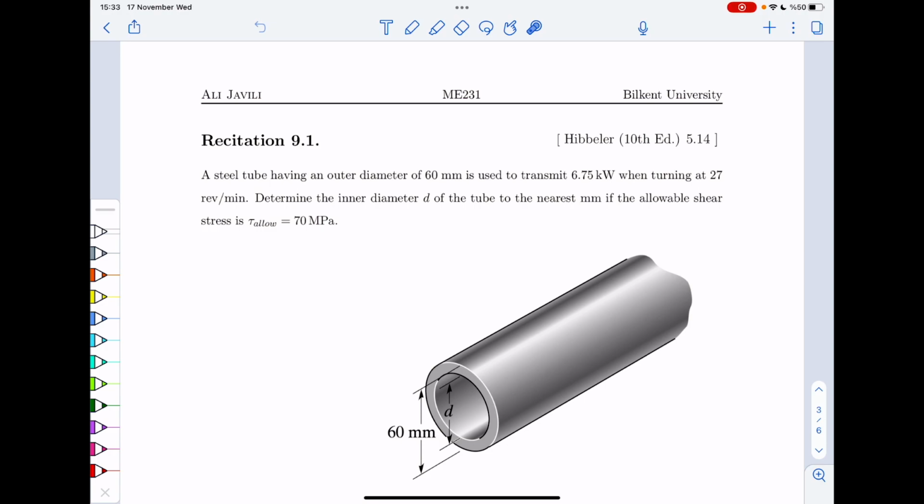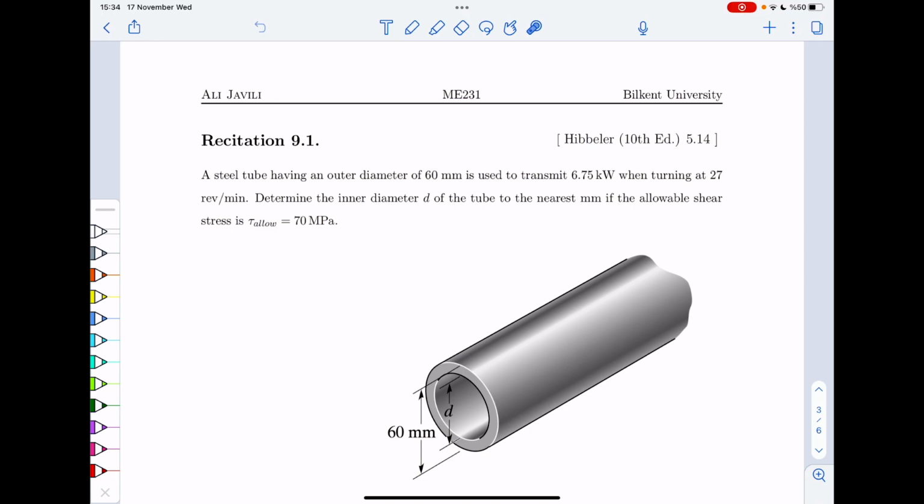So there is a steel tube having an outer diameter of 60 millimeters. So 60 here is the outer diameter, used to transmit 6.75 kilowatts when turning at 27 revolutions per minute. Determine the inner diameter D. So this D is the inner diameter of the tube, to the nearest millimeter, if the allowable shear stress is 70 megapascal.